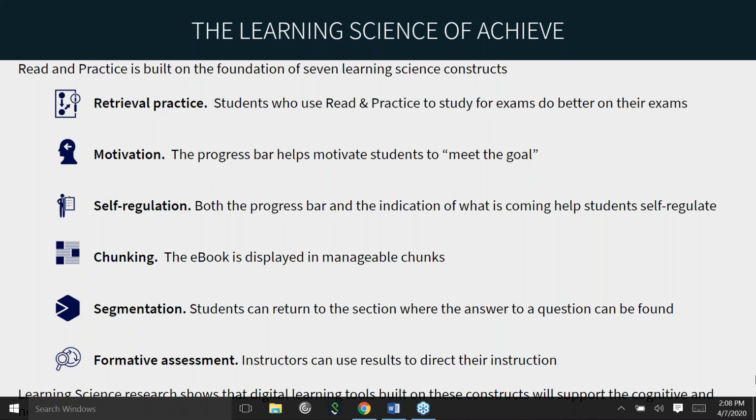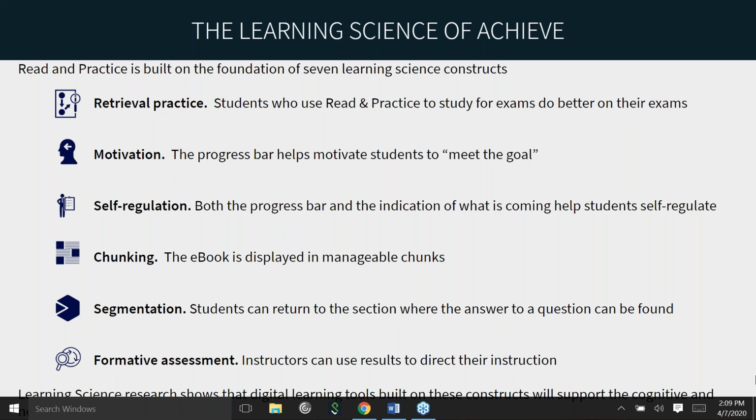There is also segmentation in the reading. Where this is really helpful is when students are answering the quizzes in Read and Practice, they can be directed back to the segment of the reading where the answer to that question can be found. So they're not playing a game of trying to find it throughout the entire reading.